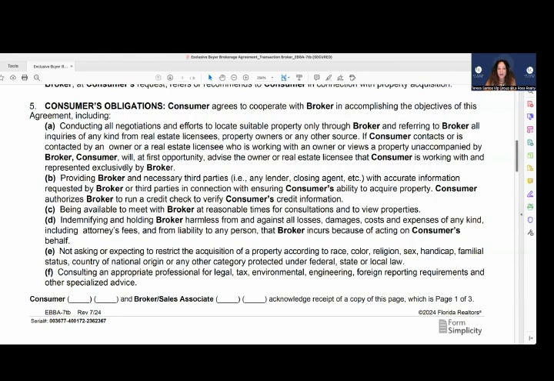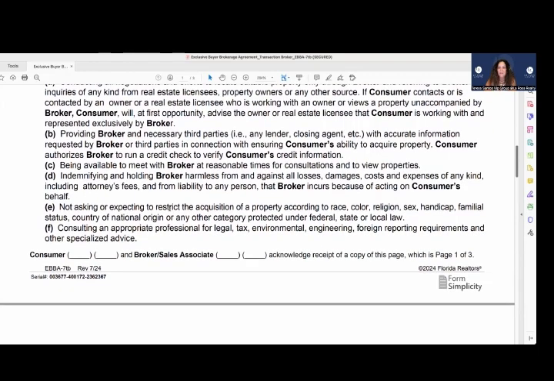So make sure that you guys understand that, and the consumer understands that you are under a contract with them. And if they decide to go and sign another exclusive buyer contract, they can be in default. Okay, so just make sure that they understand their responsibility to you, the agent and the brokerage, so that everybody is clear.